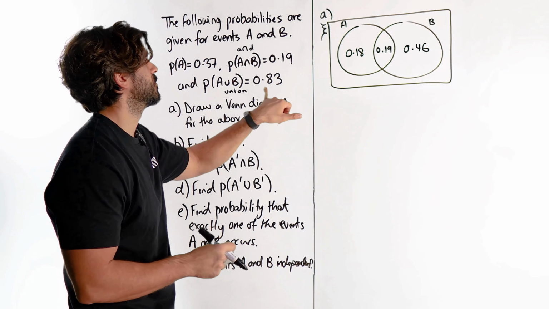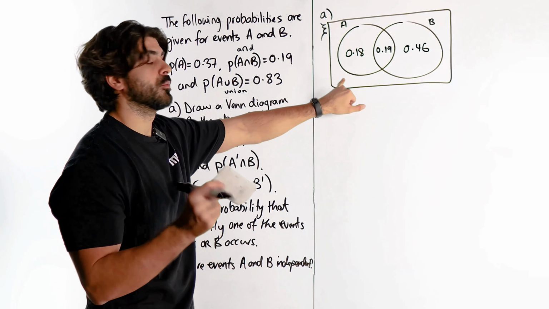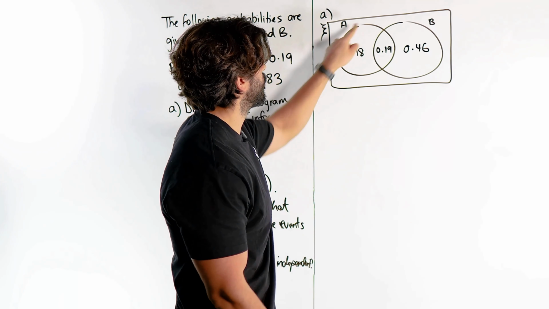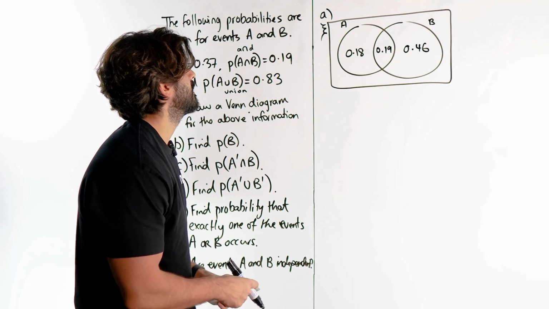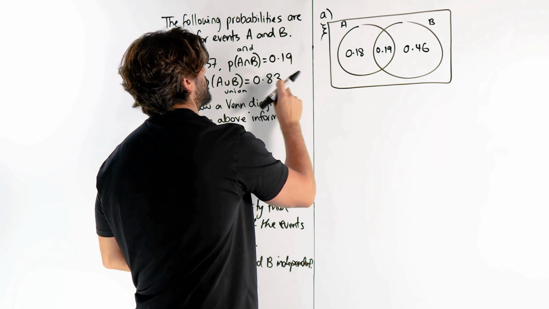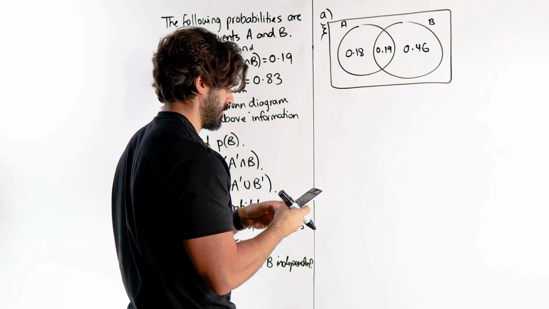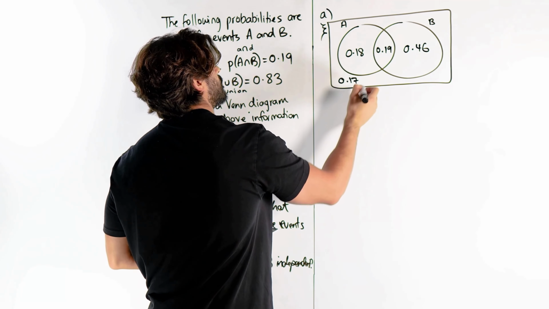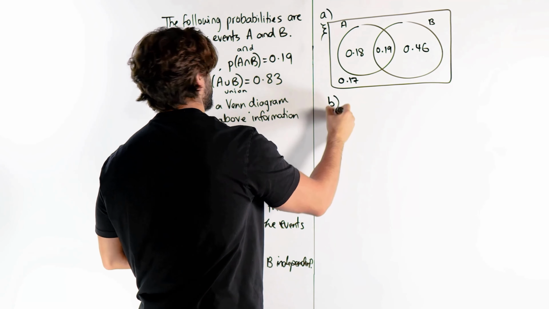Then the last thing we need to do is find the outside. Now what some students do is they do 1 take away all these three, but guys, we already know what they are. All of this adds up to 0.83. So the outside is going to be 1 take away 0.83, which is 0.17. Cool. Now we can answer everything else.